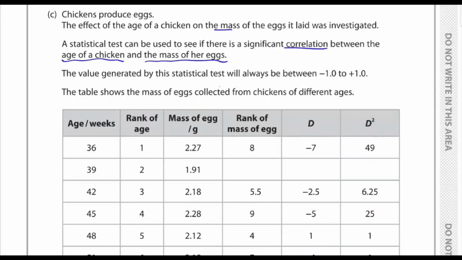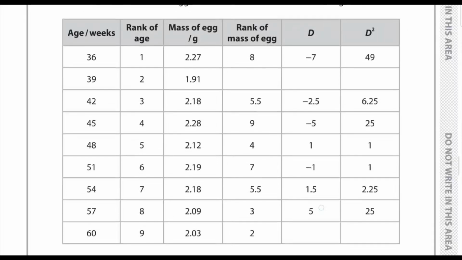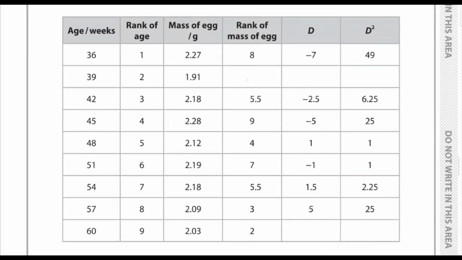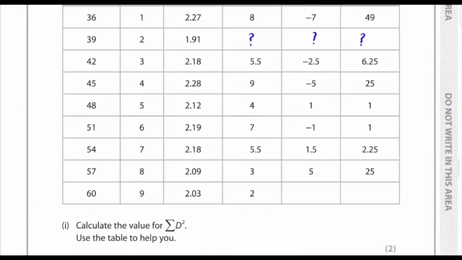The value generated by the statistical test will always be between positive 1 and negative 1. Negative 1 is for a negative correlation and positive 1 is for a positive correlation. The table shows the mass of eggs collected from chickens of different ages, and we've got some missing cells in this table for the rank of mass of egg, for D and for D squared. We just don't know yet what D is and what D squared is, but we'll figure it out. It needs us to calculate the value for the total of D squared.